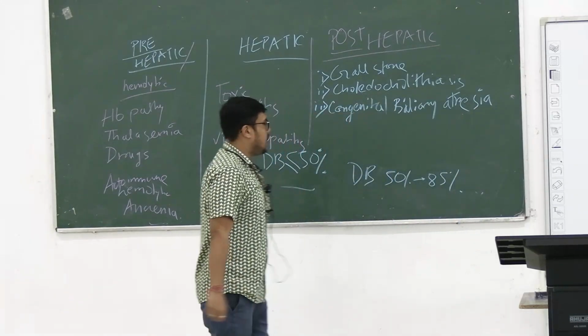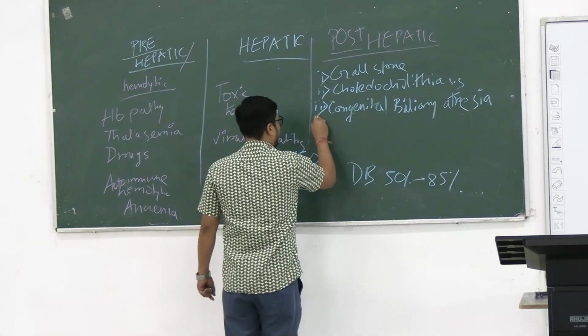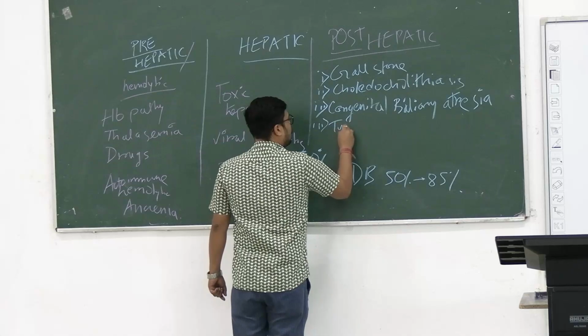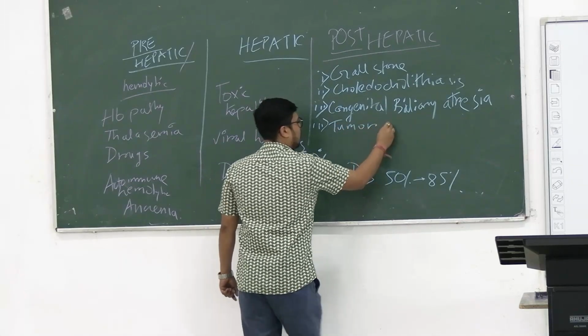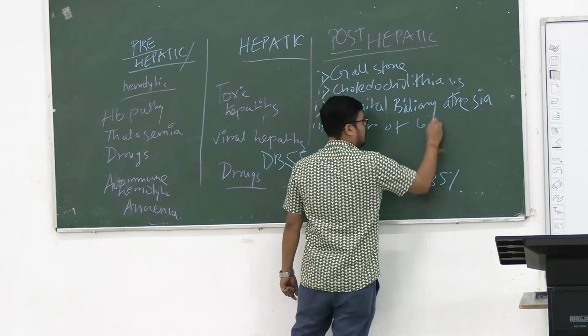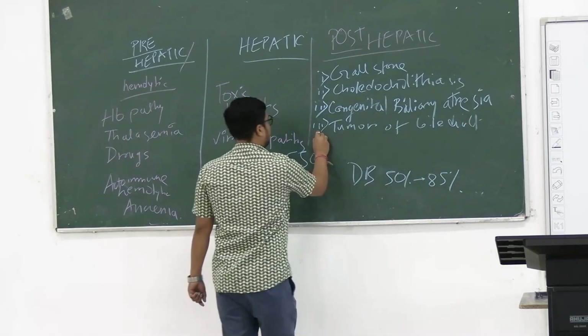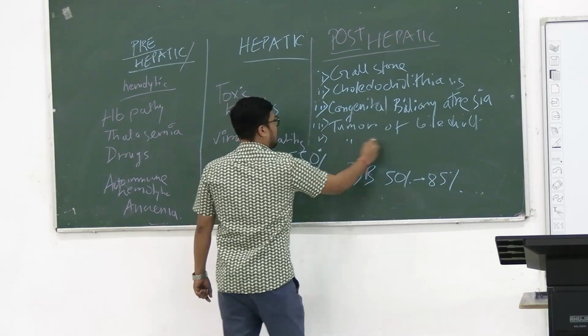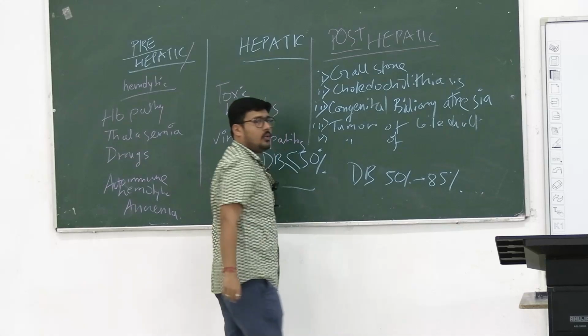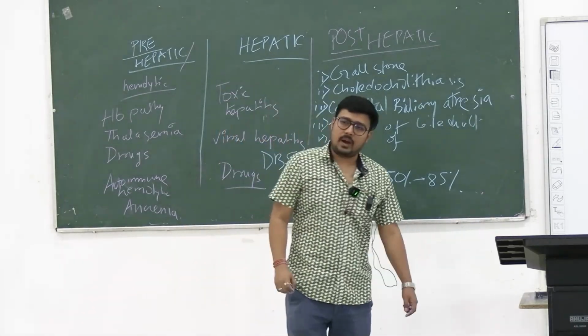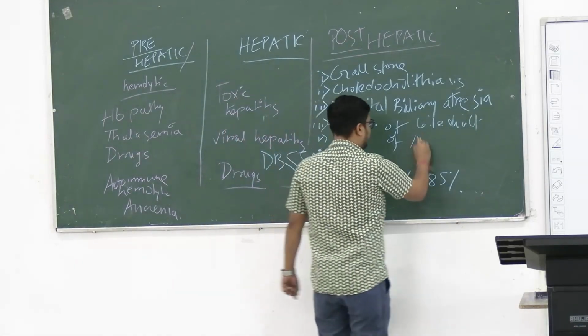Congenital biliary atresia. Next, tumor of bile duct. Next, tumor of ampulla of Vater.